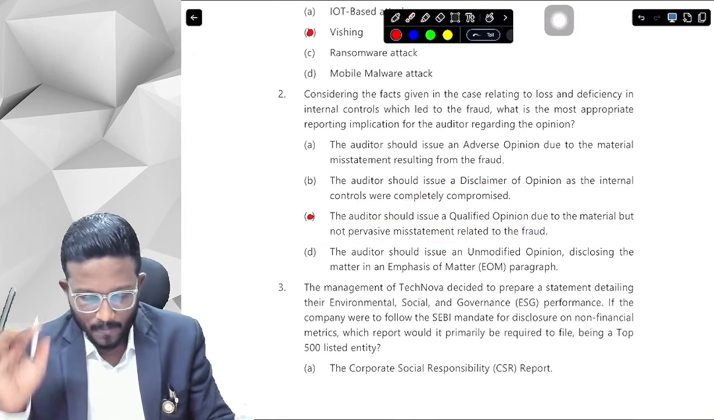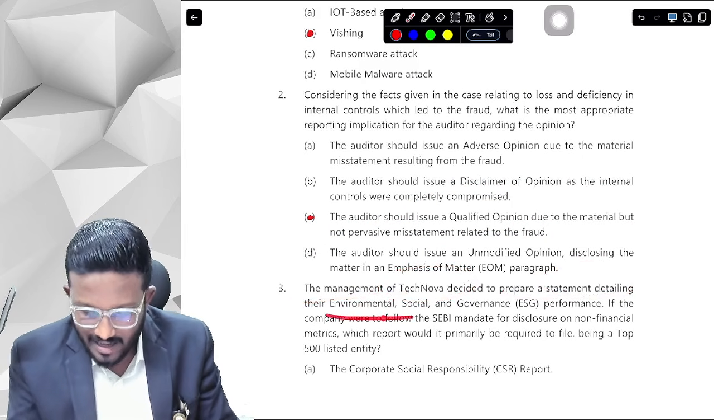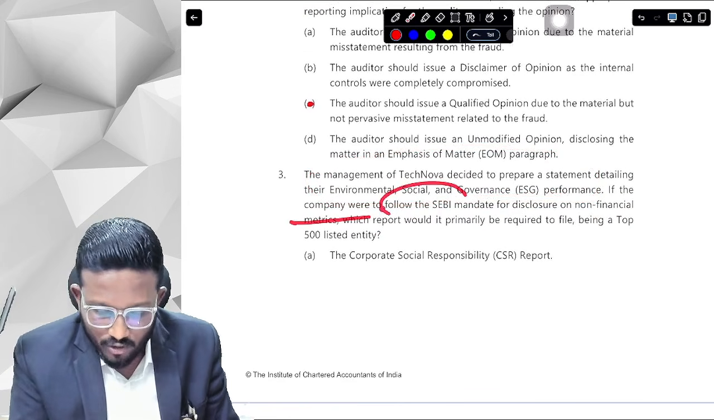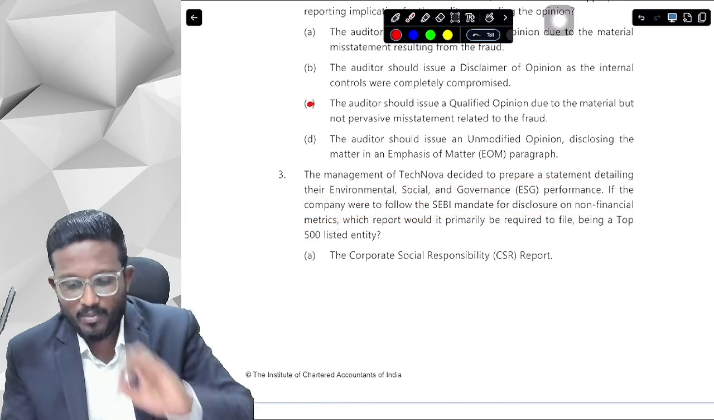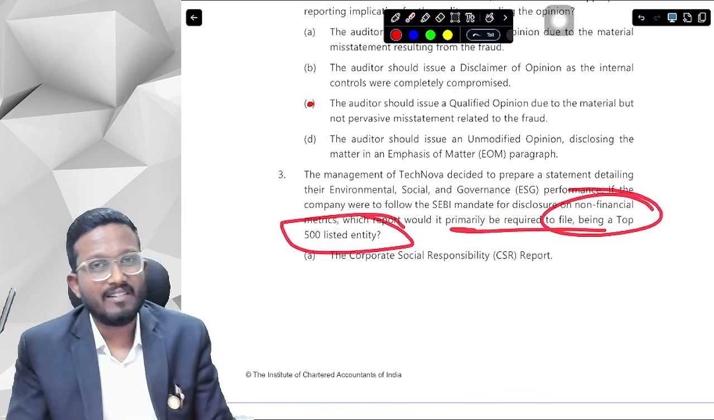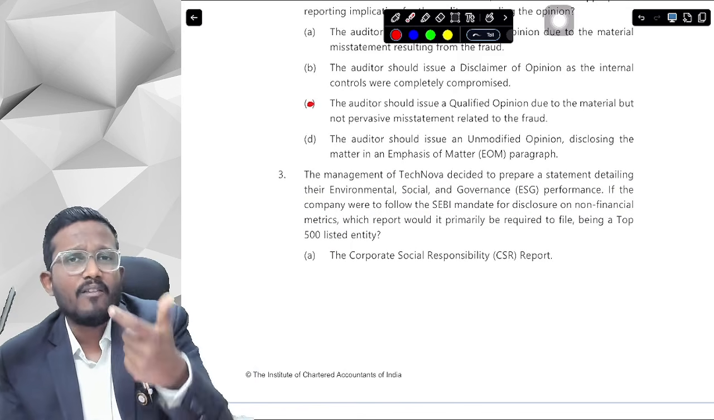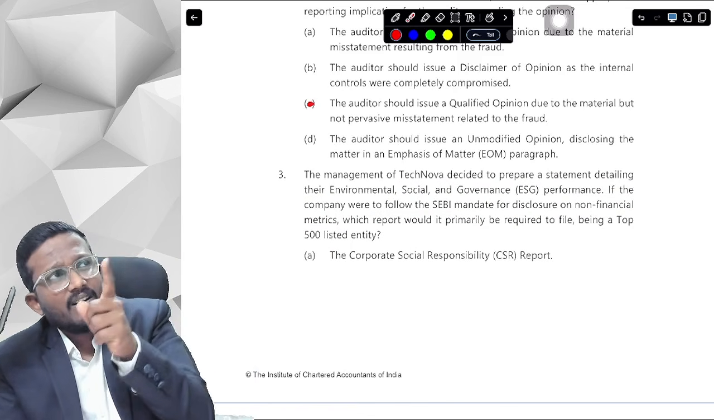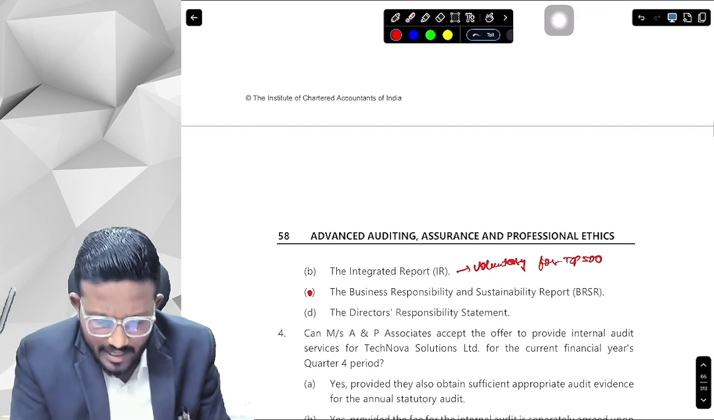Okay, yes sir. Next, the management of Technova decided to prepare a statement that detailed the ESG performance, that is environmental, social and governance performance, if the company were to follow the SEBI mandated disclosure on non-financial metrics. Which report would it primarily be required to file, being a top 500 listed entity? So here the kids got confused. Here it says top 500 listed entities, and we have already discussed in SDG and ESG assurance that integrated reporting is mandatory for top 500 listed entities. So here it should be integrated reporting, right?